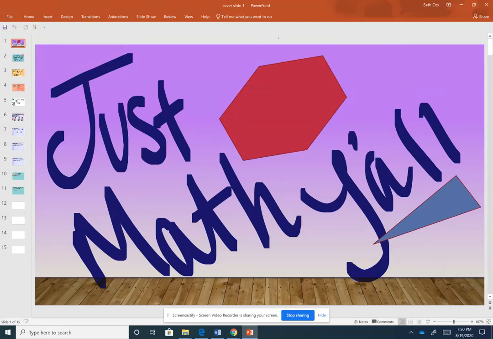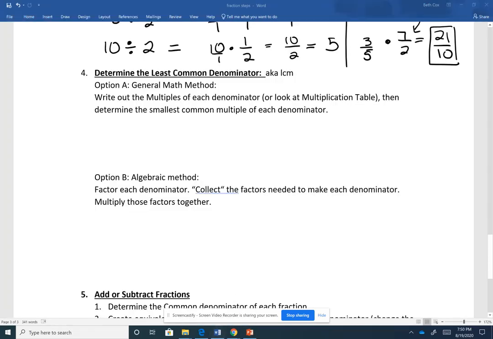I'm going to do some more fractions. Let's do it. It's just math, y'all. Don't stress over it.